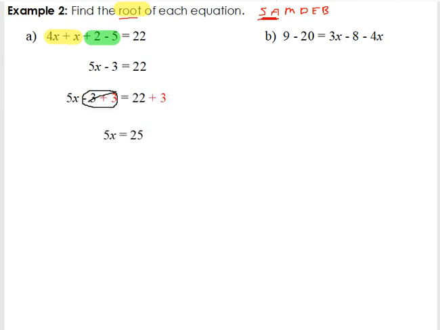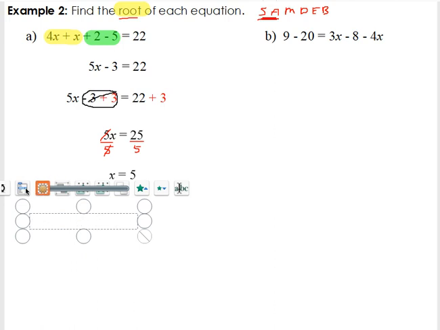And now from here, we are going to divide each side by the coefficient, which is 5. That 5 cancels with that 5, and then we just have x equals 5. Okay. Lovely. That's that. Great.